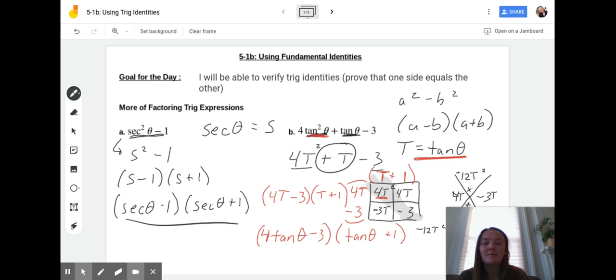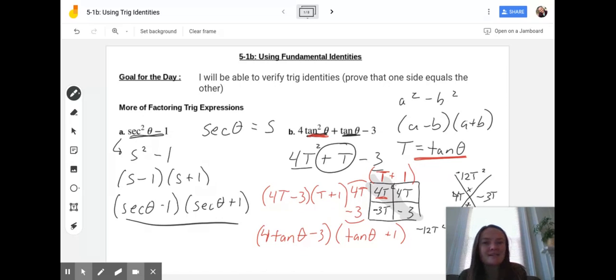Okay, guys, so I'm going to do a quick wrap-up lesson from 5.1b. On Thursday, we finished up 5.1b, at least half of it. So today we're going to go over the remaining half. Really quick recap of 5.1b is that we learned how to factor trig expressions. So the goal would be that I'm going to be able to verify trig identities.